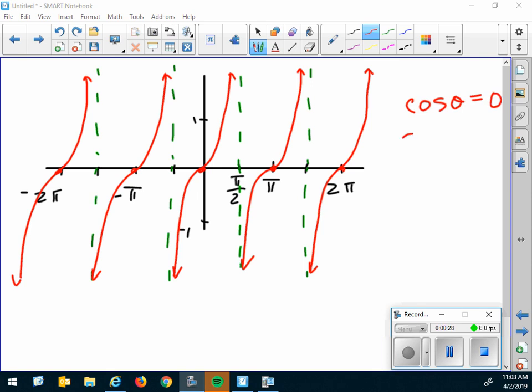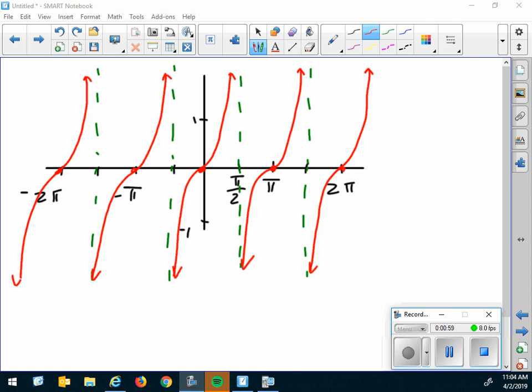Because remember, tangent is sine over cosine. And we said anytime the denominator is 0, that function's undefined. So tangent is undefined when cosine is equal to 0. And what we said was, well, cosine is equal to 0 at pi over 2, 3 pi over 2, 5 pi over 2, 7 pi over 2, and then going the other way, negative pi over 2, negative 3 pi over 2, and so on.